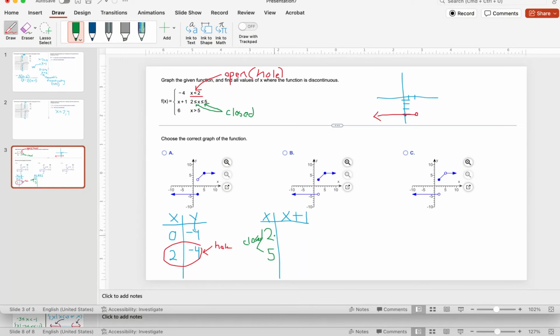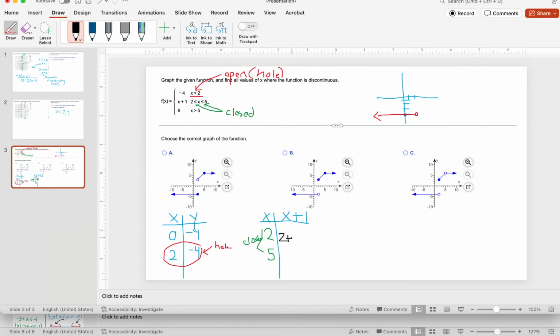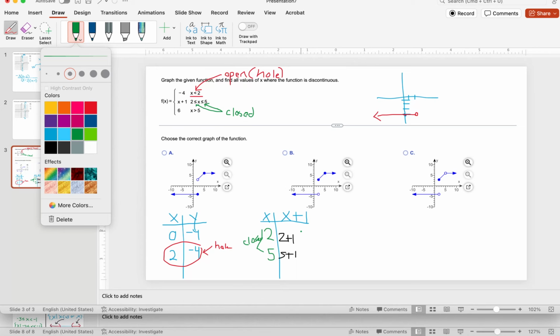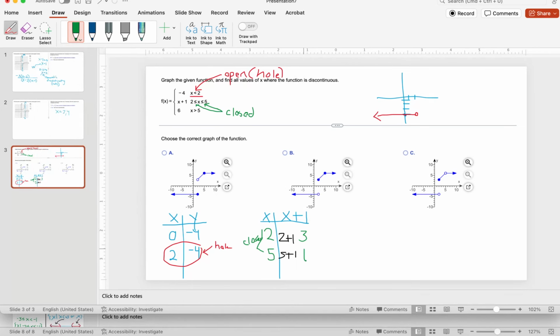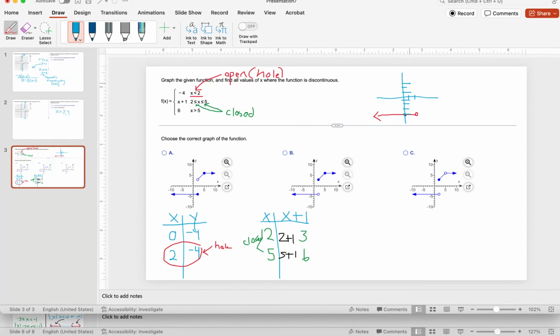And it's x plus 1. So 2 plus 1, I get 3, don't I? I'm going to do that in black. We'll just write 2 plus 1 here and 5 plus 1. So 2 plus 1, I'm going to get 3. 5 plus 1, I'm going to get 6. So that means on the graph, I've got 2 closed points, 2, 3. And let me go up here. 1, 2, 3. And we have one at 5, 6. I'm going to go ahead and just get these little points.